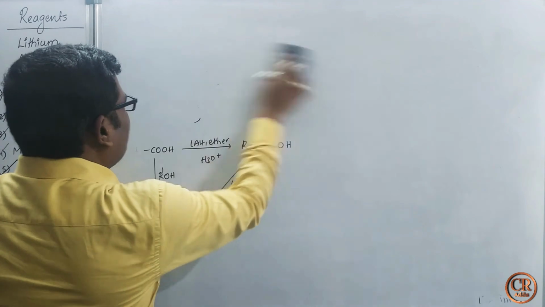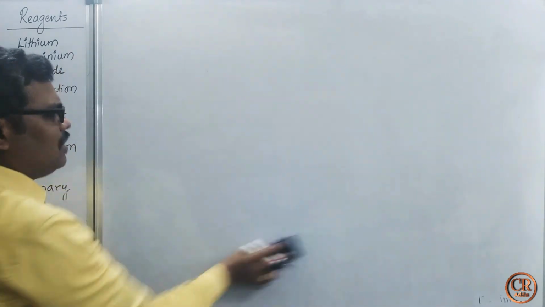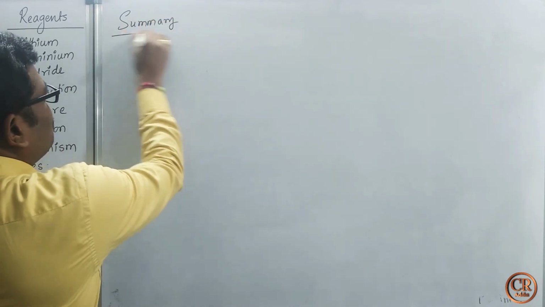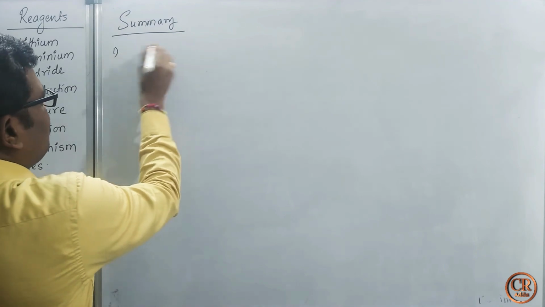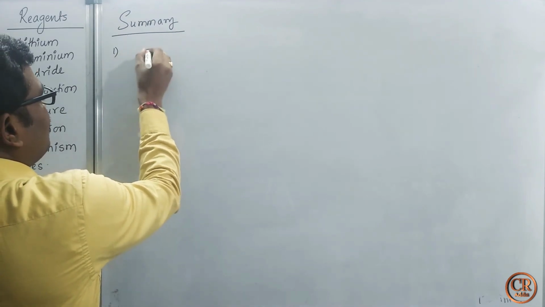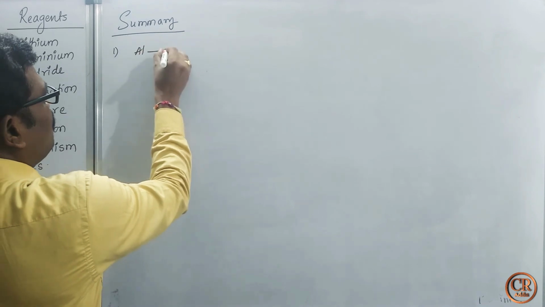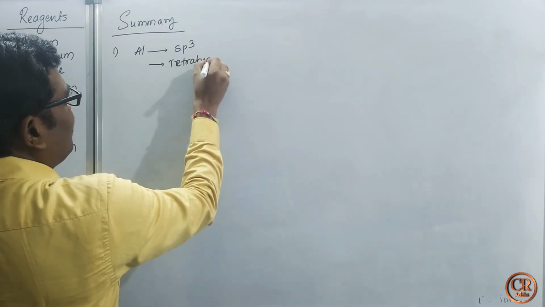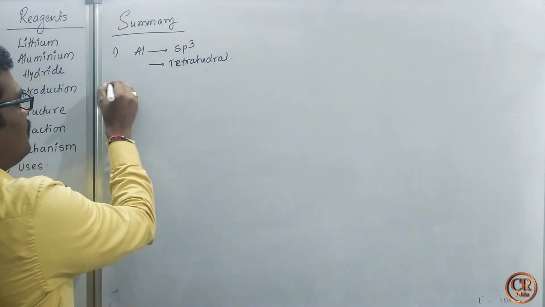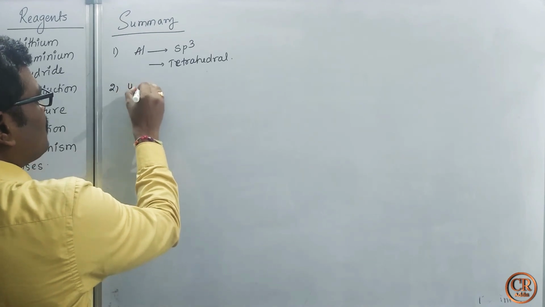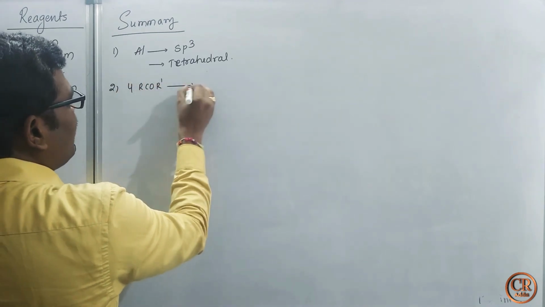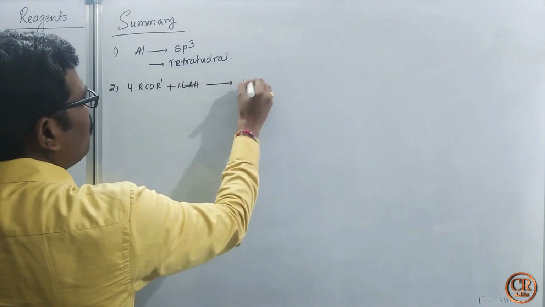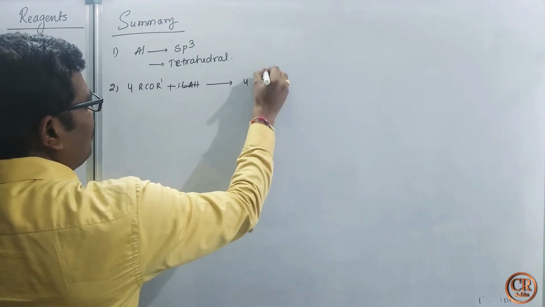Now I will give you a summary of this. In the summary, the first point is the structure of lithium aluminum hydride. In the structure of lithium aluminum hydride, the aluminum hybridization is sp3 and its shape is tetrahedral. The second one is that 4 moles of carbonyl compounds react with only 1 mole of lithium aluminum hydride to give 4 moles of alcohols.